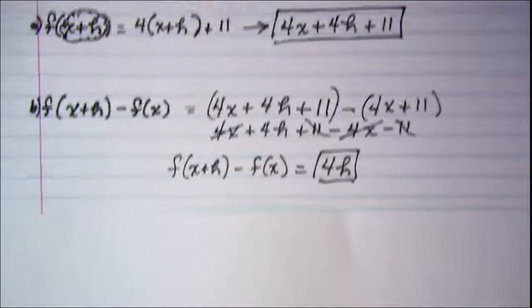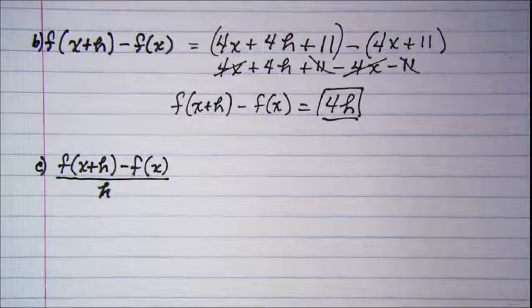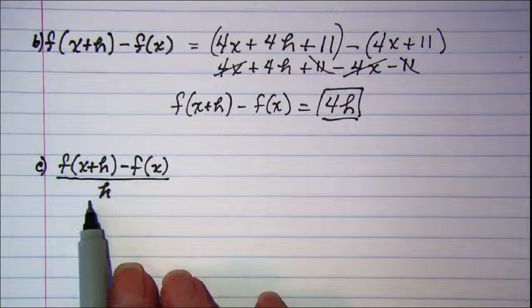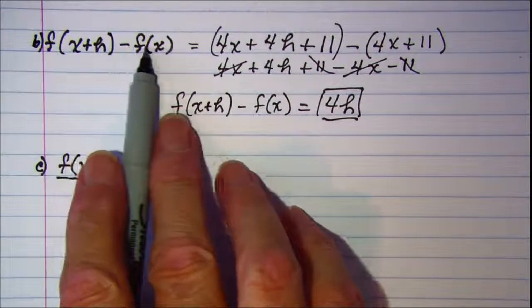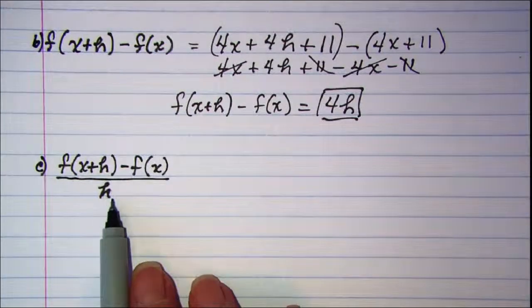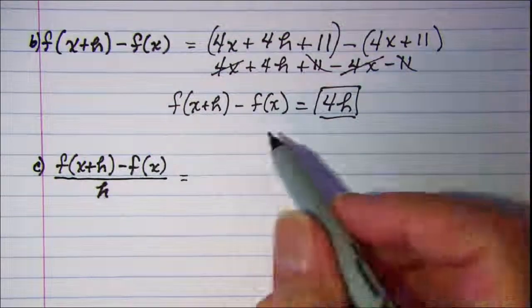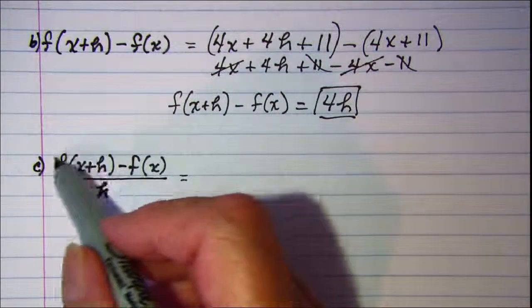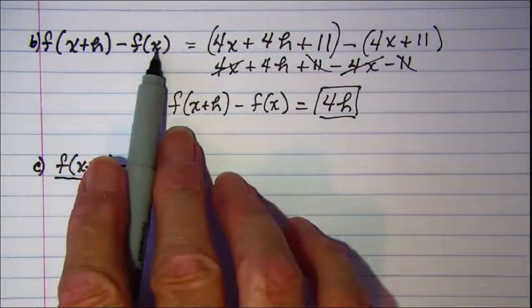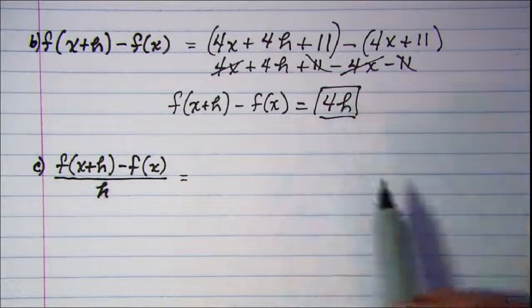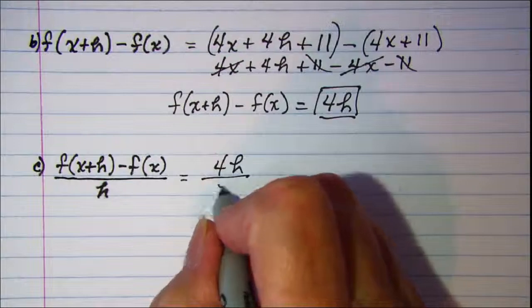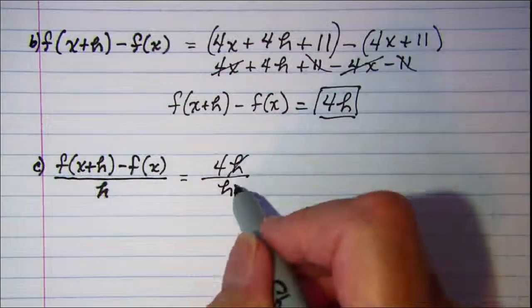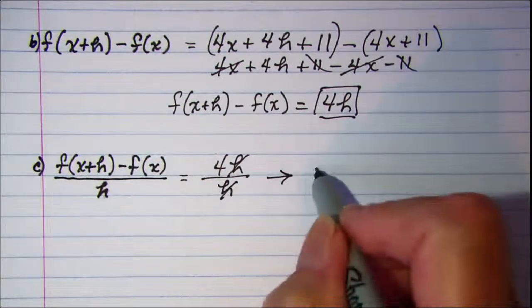And then finally, the actual difference quotient written here is the expression that we just finished divided by h. So we'll just take this whole numerator, which is 4h right here. So we have 4h divided by h. The h's cancel and I get 4.